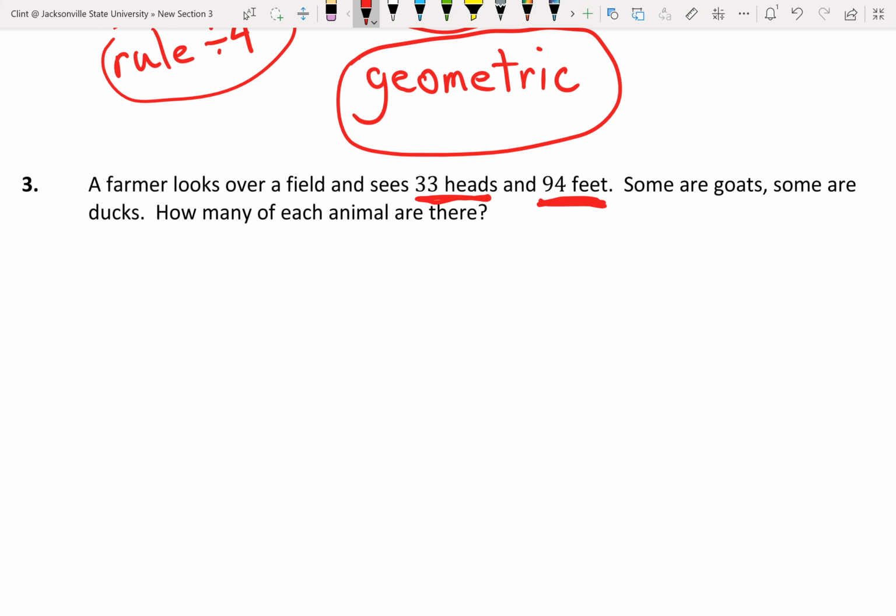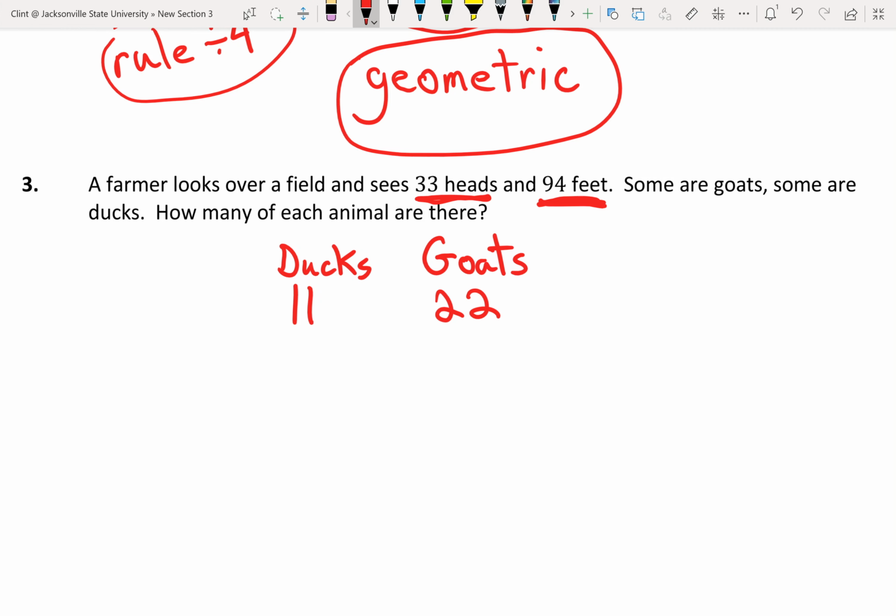So we got to have something that totals up to 33. So I'm thinking maybe we've got 11 ducks and 22 goats. And then I'm just going to check it. Okay, so because that 11 plus 22 is 33.